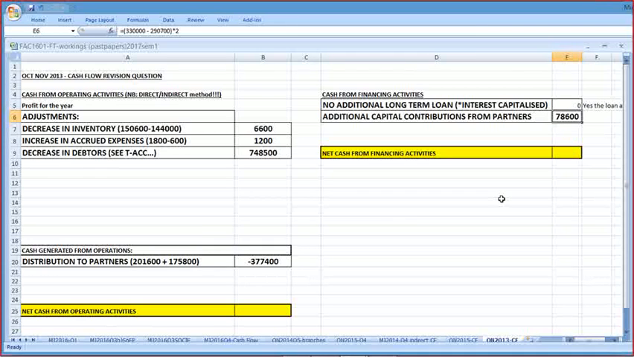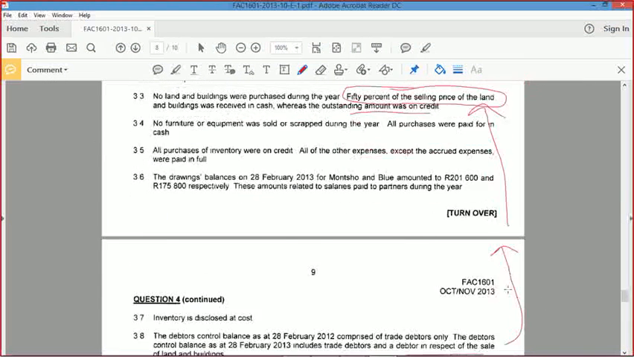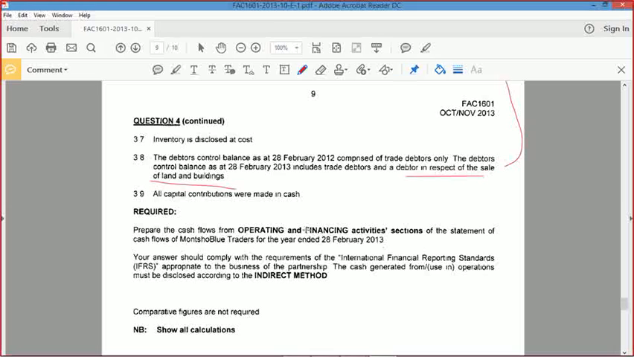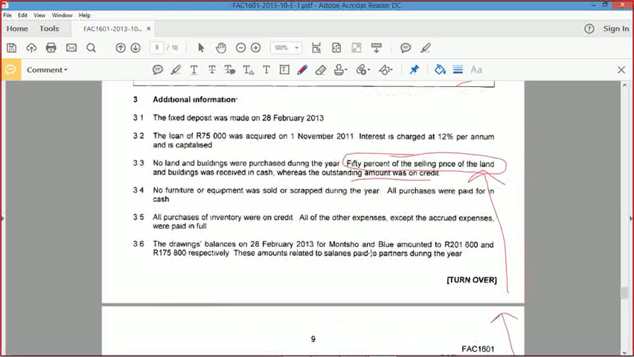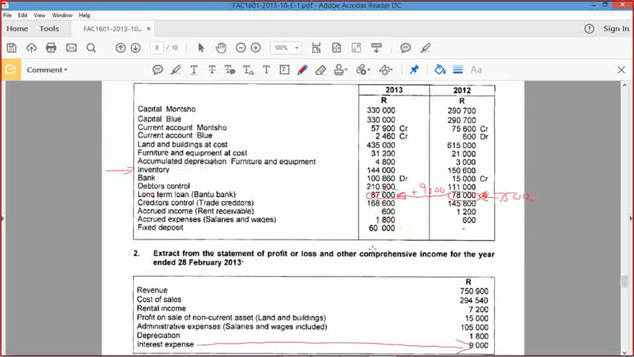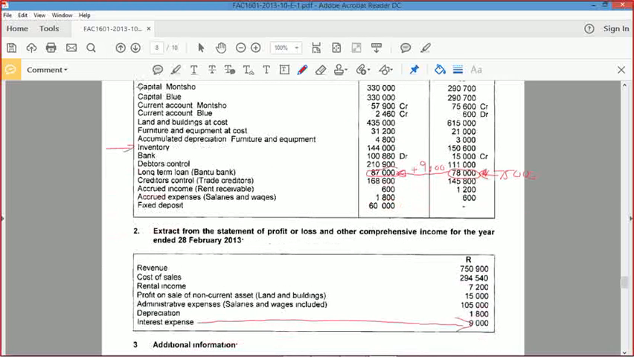Okay. Have you looked at all the information points now? Yes, you have. Okay, so now we need to go back and look for more operating and more financing. Do you agree? Okay, so let's start with capital. Have we looked at those two? Yes. Have we looked at current? Yes. Land and buildings? Yes. Furniture and equipment? Yes. Accumulated depreciation, do I need it? Yes, you do.